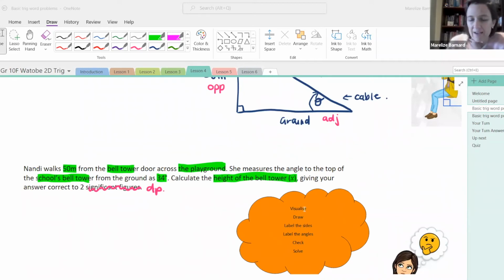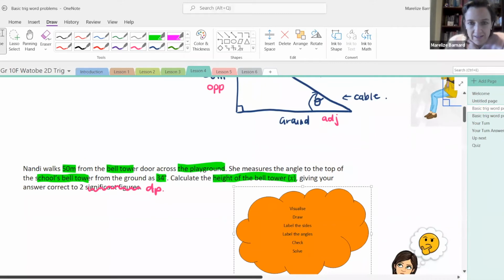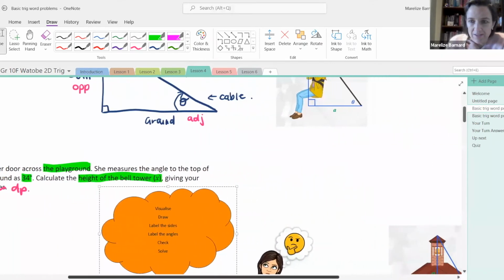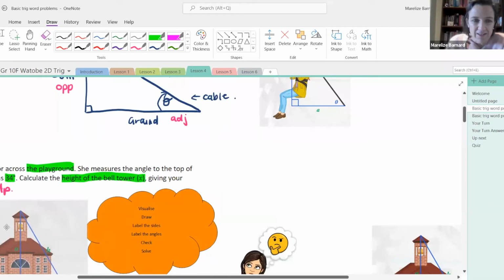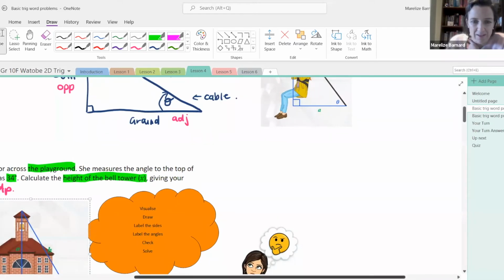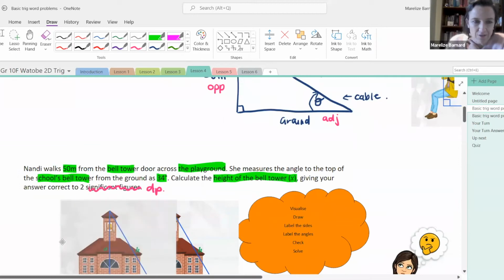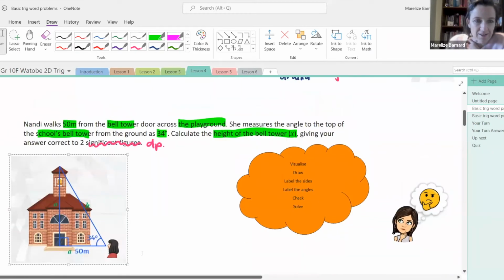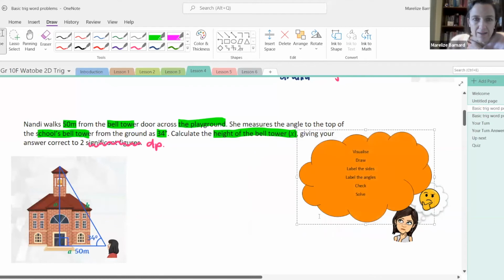Okay, let's have a look. Let's see how your pictures turned out. I'm going to get this very nice picture that came from the worksheet. It's in a lot of detail. But there's Nandi, and she's walked 50 meters, and she's looking up at the bell tower at an angle of 34 degrees. And we are going to calculate the height of that bell tower, which is x.